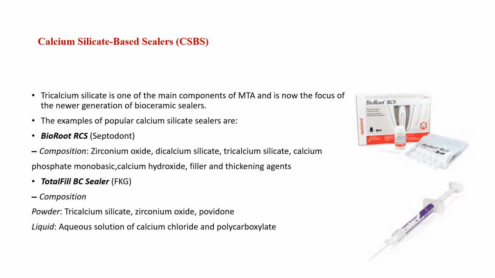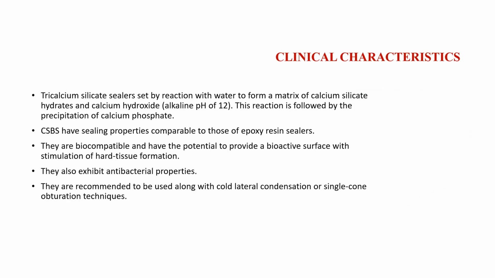So coming on to calcium silicate based sealers, tricalcium silicate is one of the main components of MTA and is now the focus of a newer generation of bioceramic sealers. The examples of popular calcium silicate sealers include BioRoot RCS and Total Fill BC sealer, and its composition has been given here. Coming on to clinical characteristics of calcium silicate based sealers, they set by reaction with water to form a matrix of calcium silicate hydrates and calcium hydroxide with an alkaline pH of 12.